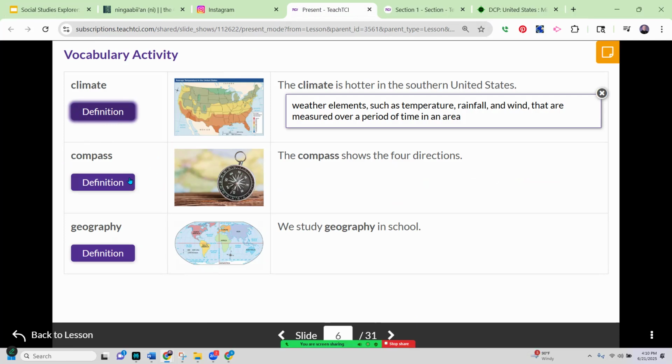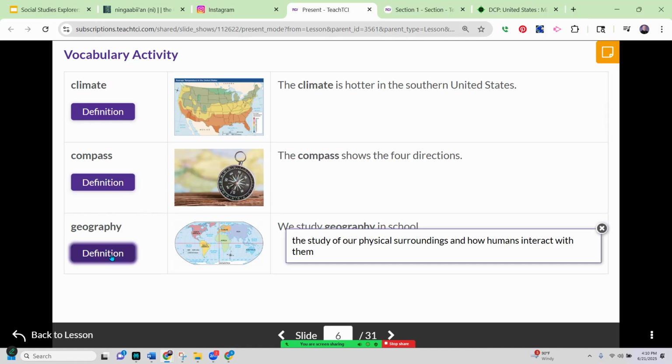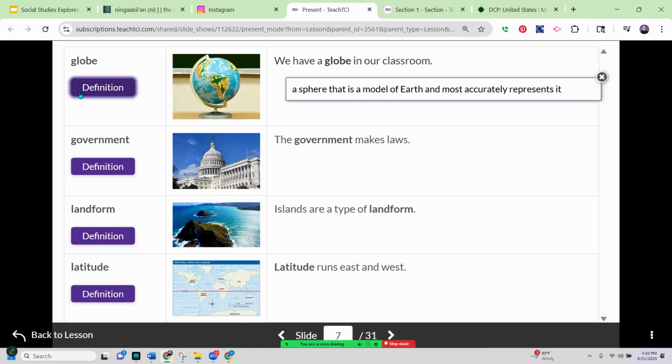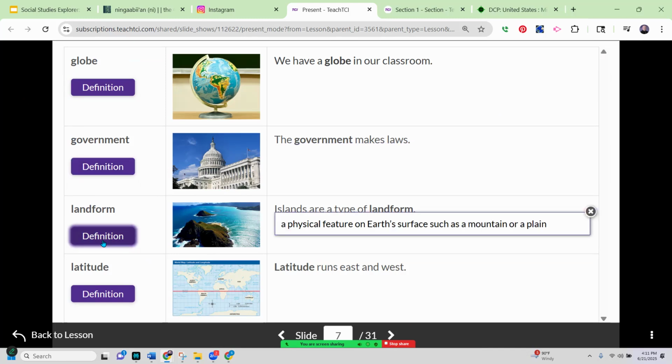Compass or compass rose, we talked about that one already, a tool or instrument for finding directions. That image there is your compass rose. Geography is the study of our physical surroundings and how humans interact with them. Globe is, again, that sphere that is a model of the earth. Government, the organization that makes laws in a country, state, or community and has the power to enforce them. Landform is a physical feature on Earth's surface, such as a mountain or plain.